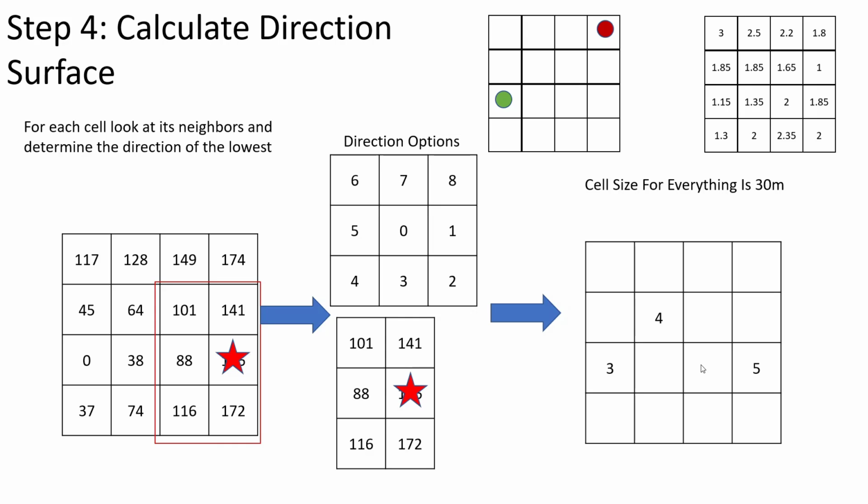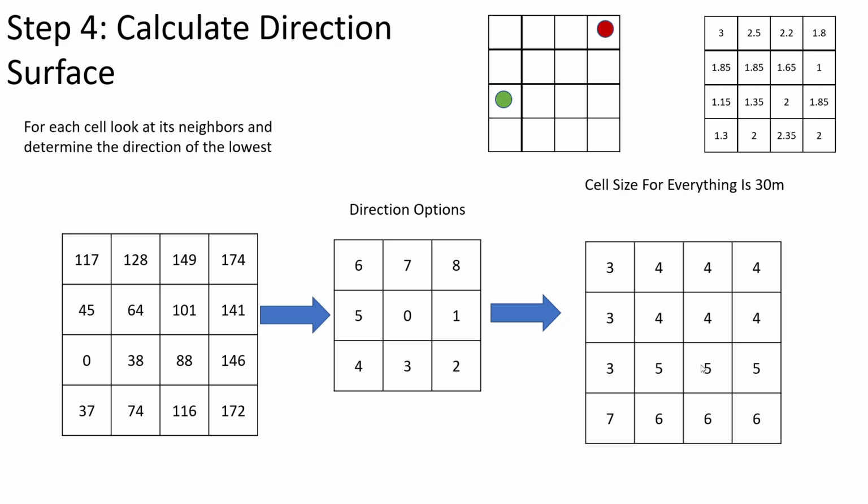So once we calculate the direction surface for all of our cells, we end up with something that looks like this. If you are feeling confused about the direction surface, I encourage you to pause the video now and work through a couple more to figure out if you can get these values to match up based on our coded value matrix that we have here. Okay?